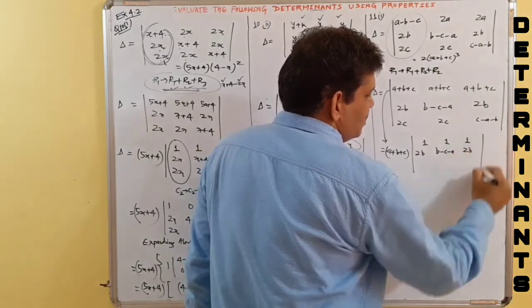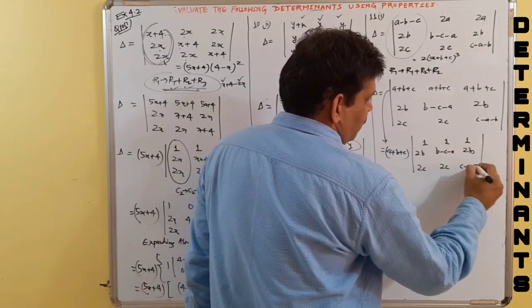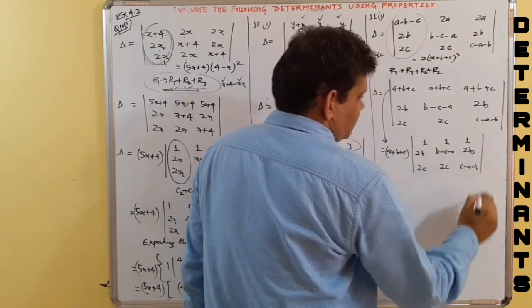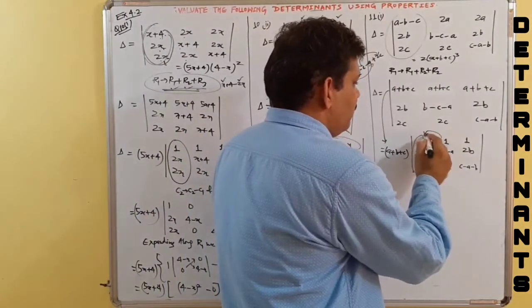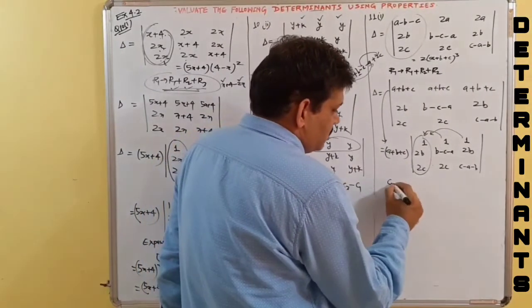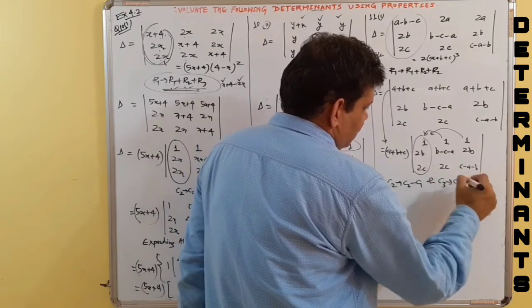The usual process. What will we do? Simply, we'll make 2 zeros. To make 2 zeros, we fix this row and column and make 2 zeros with the help of this. So C2 now becomes C2 minus C1, and C3 now becomes C3 minus C1.